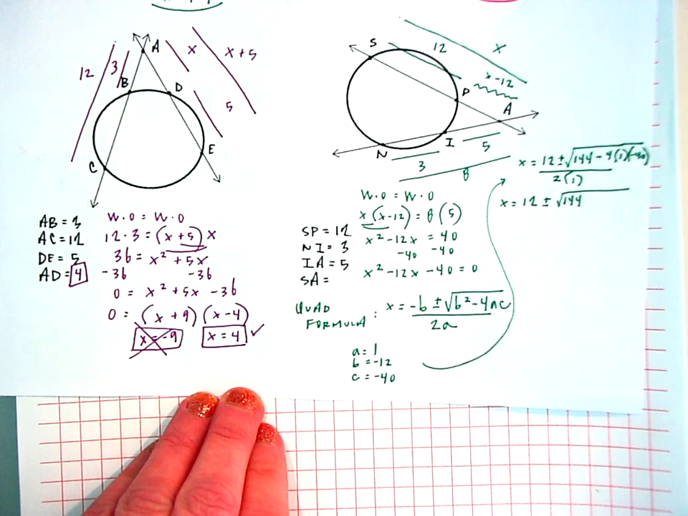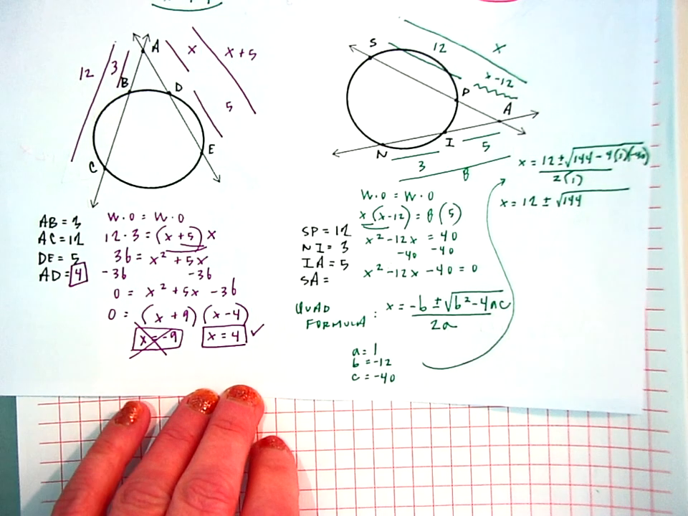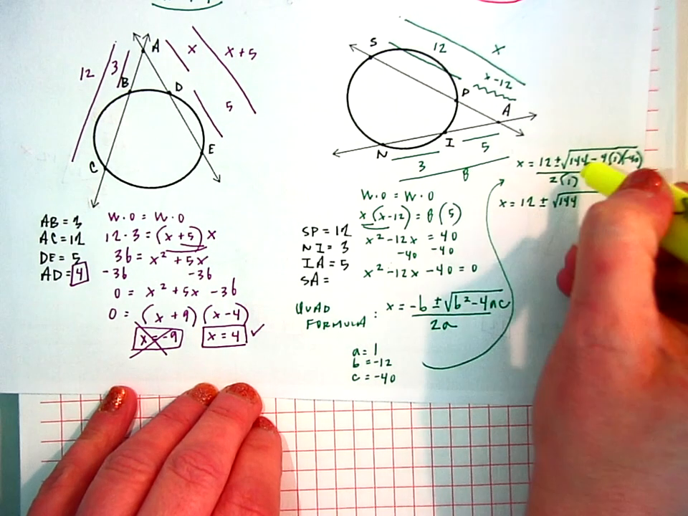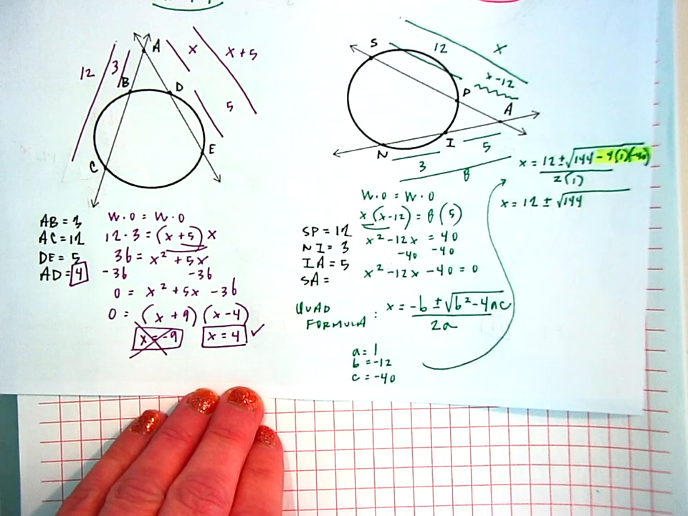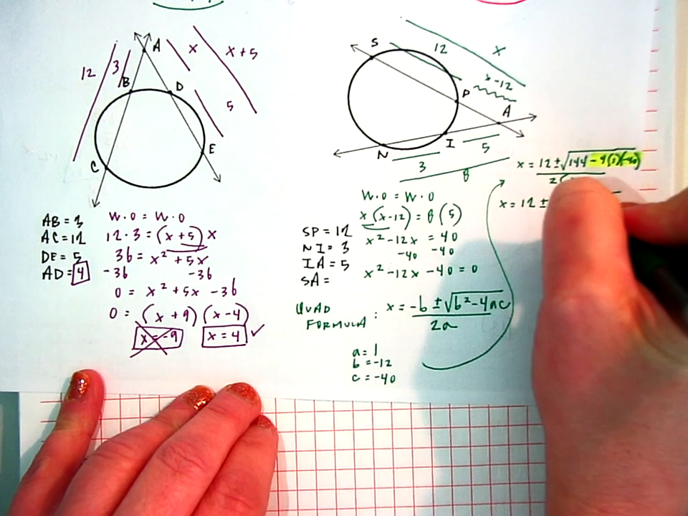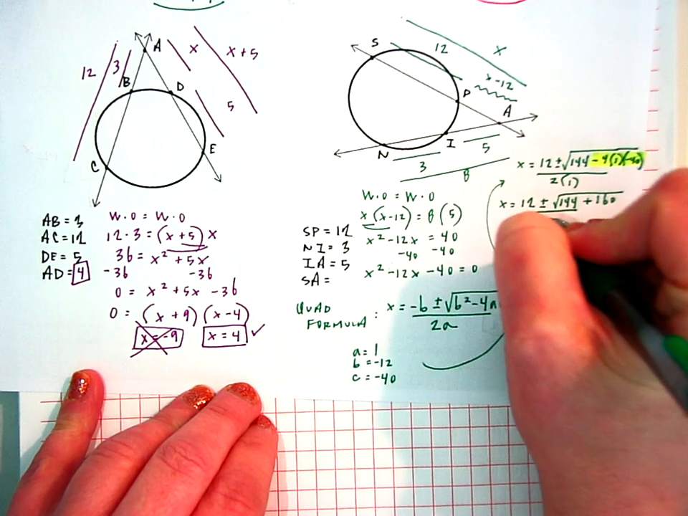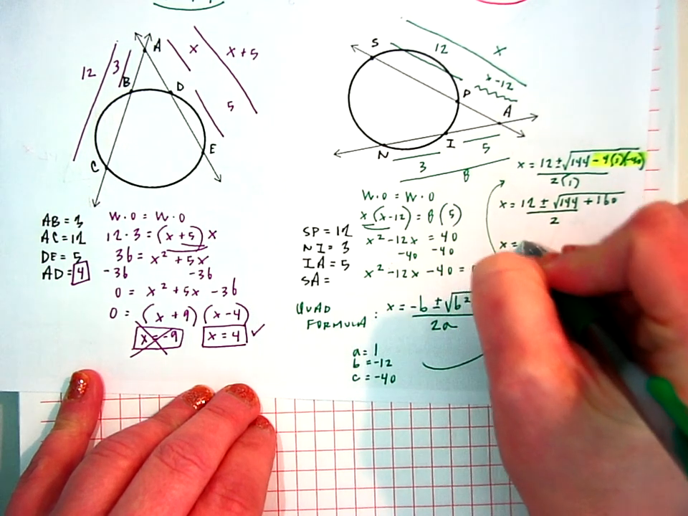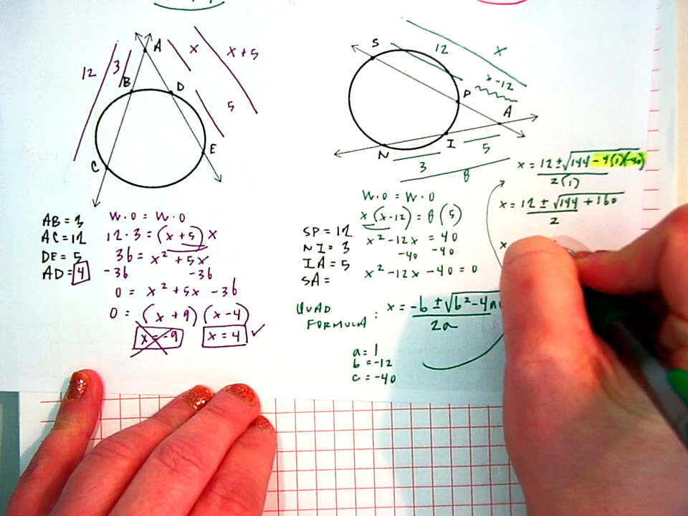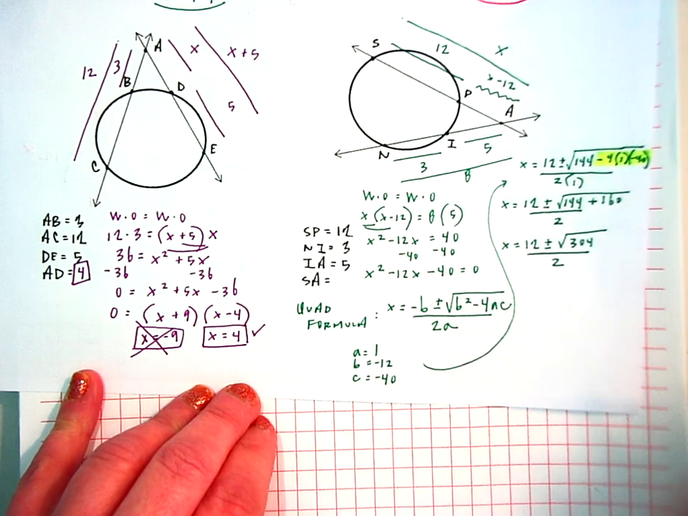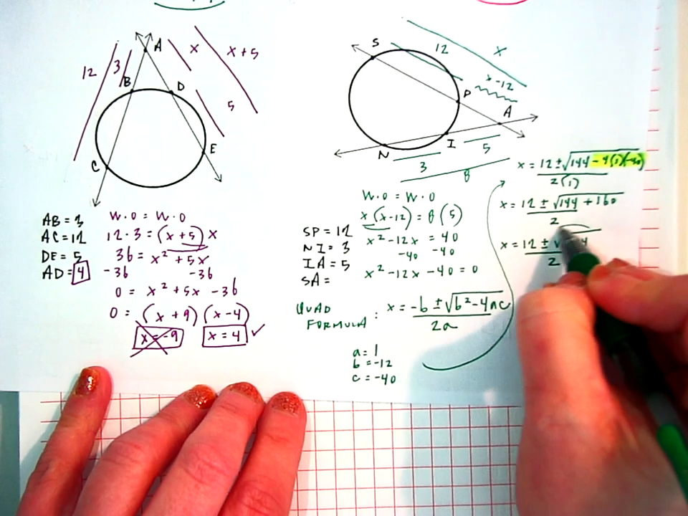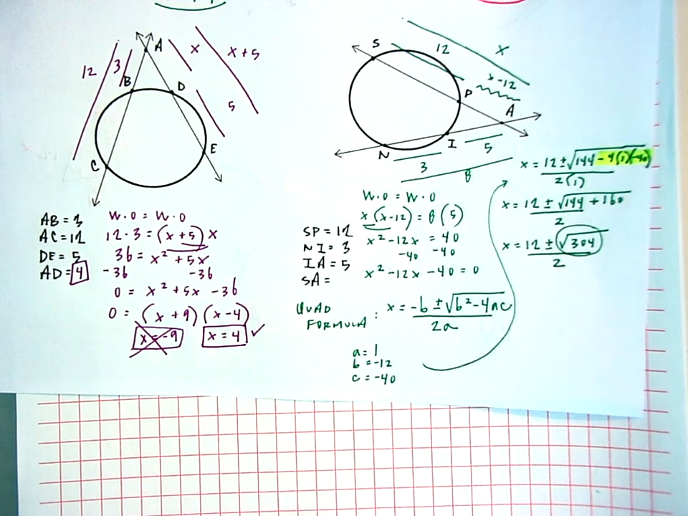So x equals 12 plus or minus the square root of 144. And again, I usually see a mistake happen here. This is where I see a little sign error happen at times. So that is a product. So if I multiply negative 4 times positive 1 times negative 40, I get plus positive 160 all over 2. So 12 plus or minus the square root of 304 divided by 2. So now it's really just a matter of, can I simplify that square root of 304?